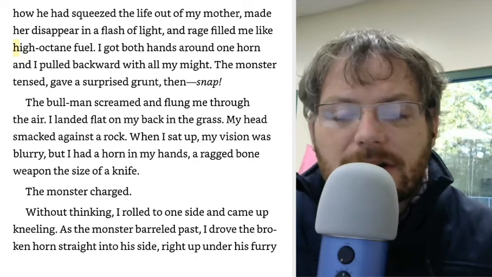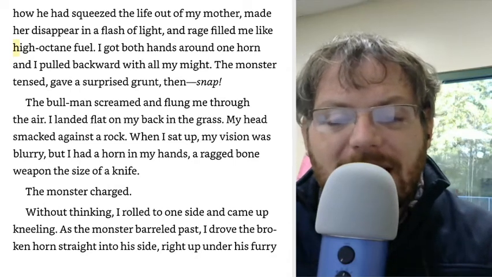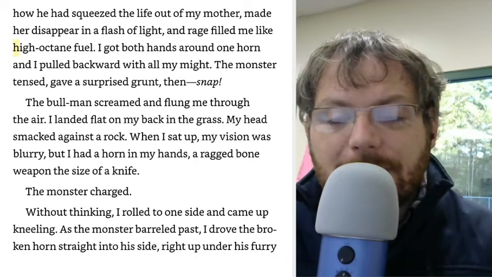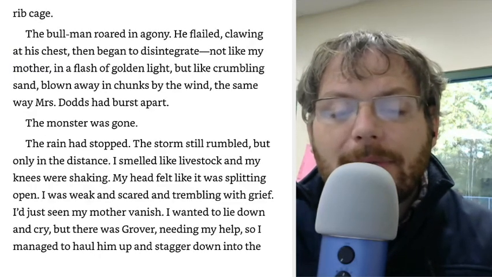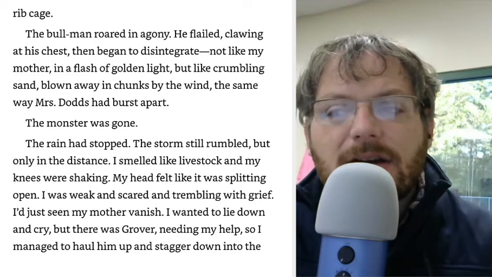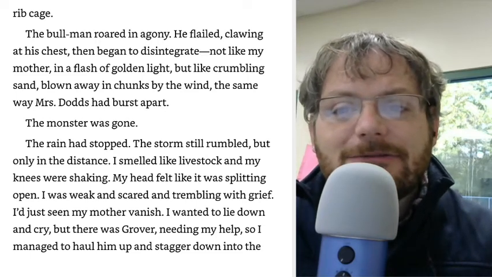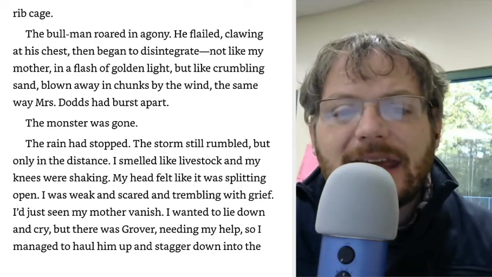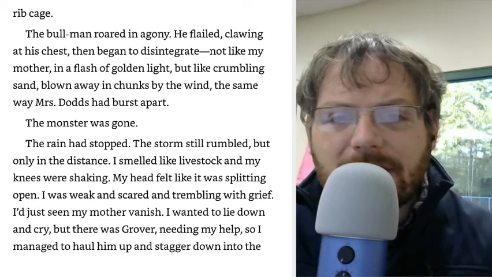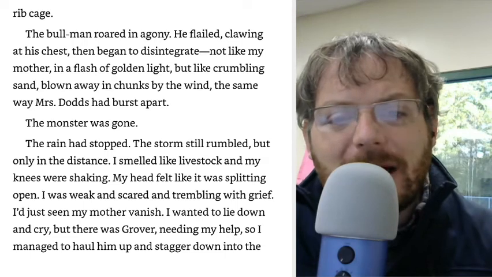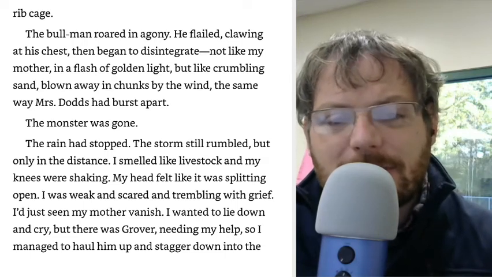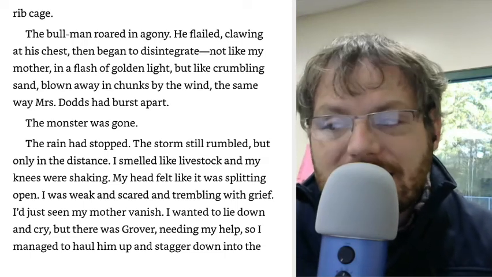The monster charged. Without thinking, I rolled to one side and came up kneeling. As the monster barreled past, I drove the broken horn straight into his side, right up under his furry ribcage. The bowman roared in agony. He flailed, clawing at his chest, and began to disintegrate, not like my mother in a flash of golden light, but like crumbling sand blown away in chunks by the wind, the same way Mrs. Dodds had burst apart. The monster was gone.